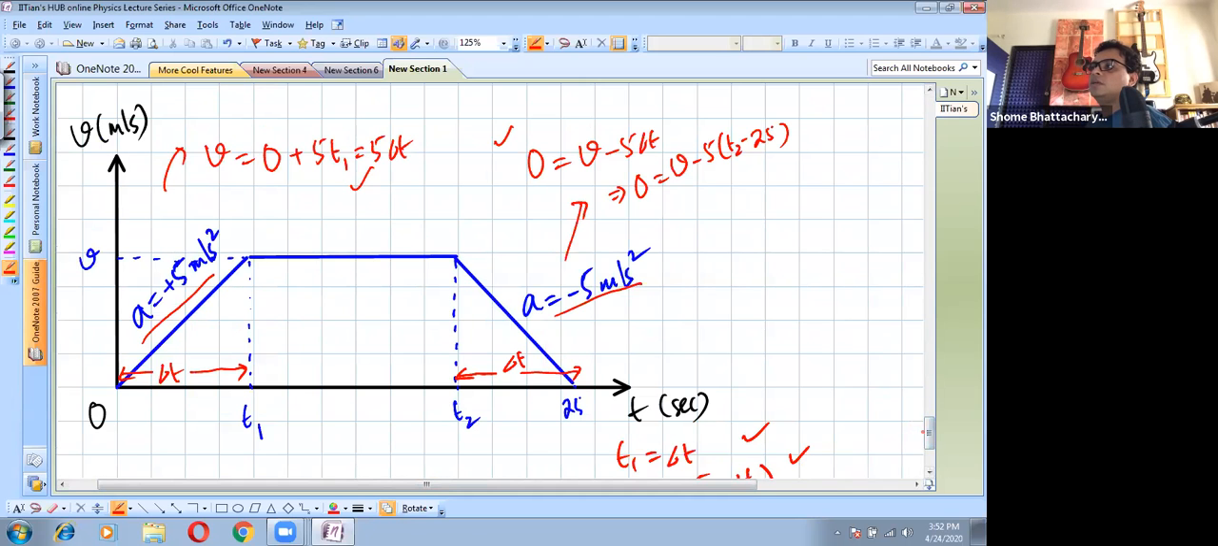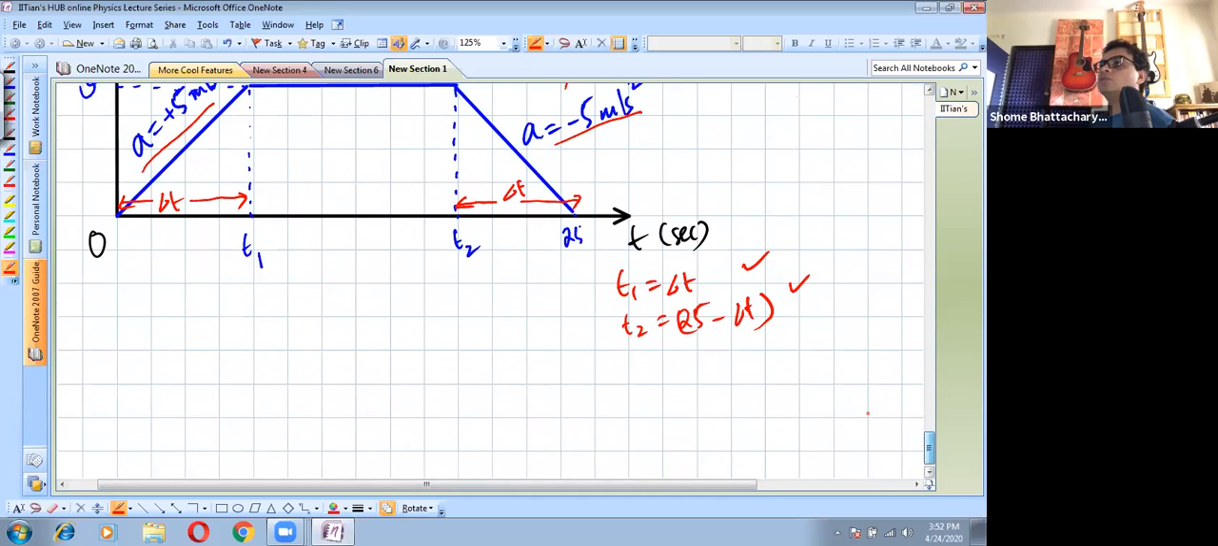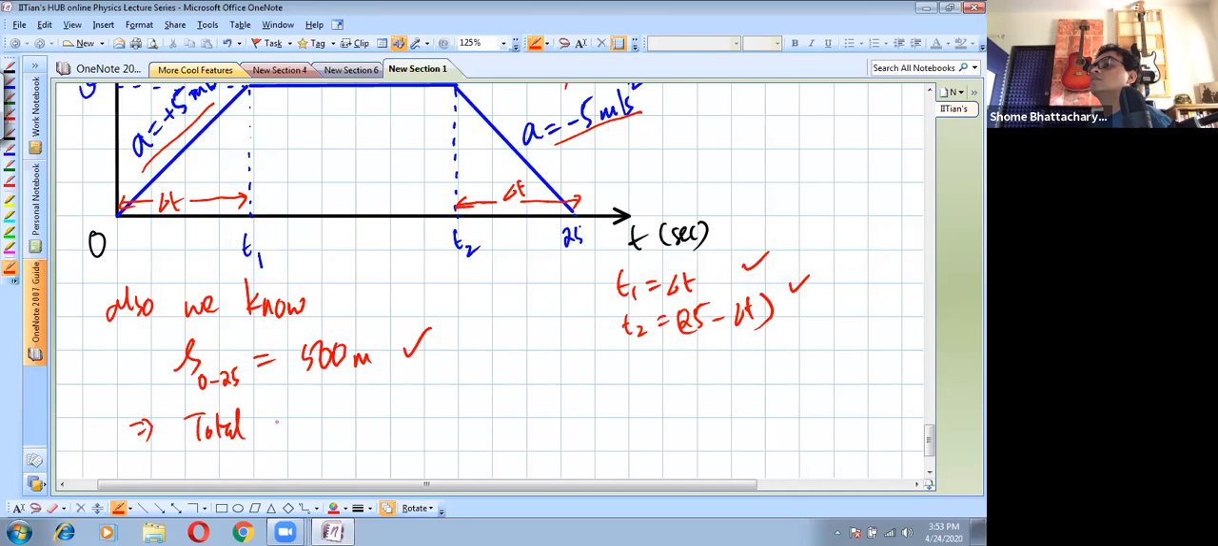That's one thing. Okay. Now what is the other information we have about the graph? Also, we know that the total displacement from 0 to 25 is how much? It was 500 meters that we got from above, from the average velocity. So that means the total area is equal to 500 meters. Okay. So let's make use of this.